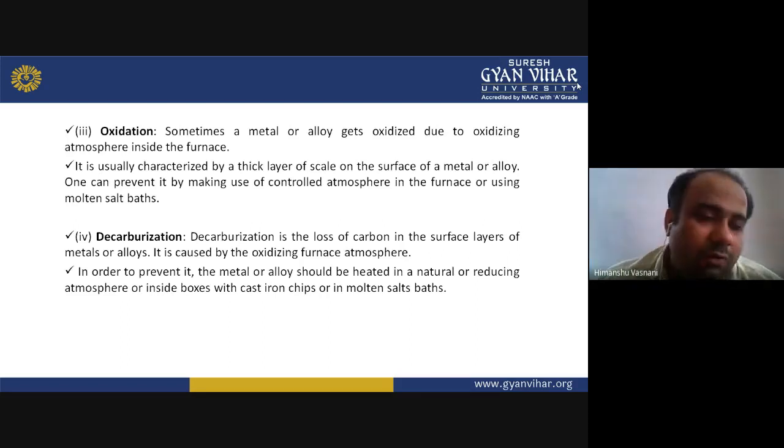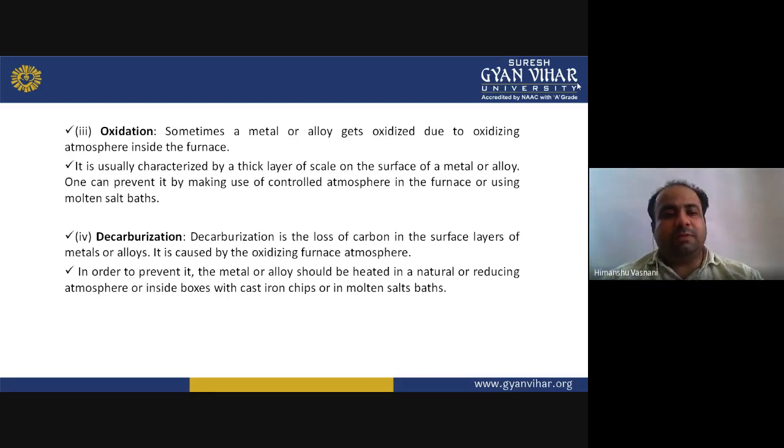molten salt bath. Now you can understand why we discussed the molten salt bath. This has its application now. You can avoid oxidation in molten salt baths. Secondly, if you use a controlled atmosphere in the furnace, automatically the oxidation is prevented, and the thick layer of scale on the surface is not found there, if you work in a controlled atmosphere in the furnace or use a molten salt bath.